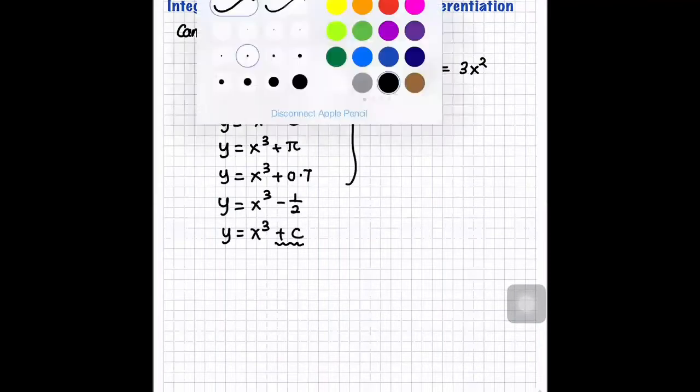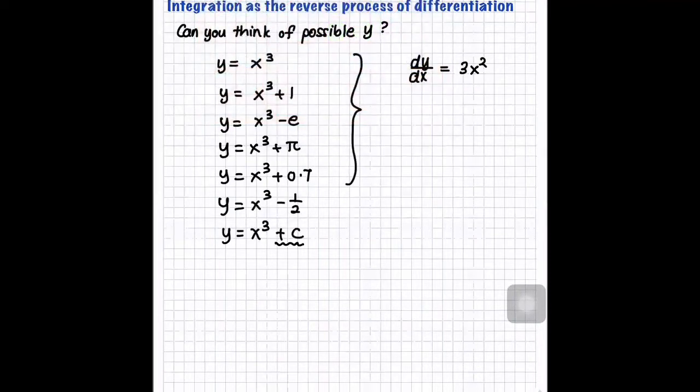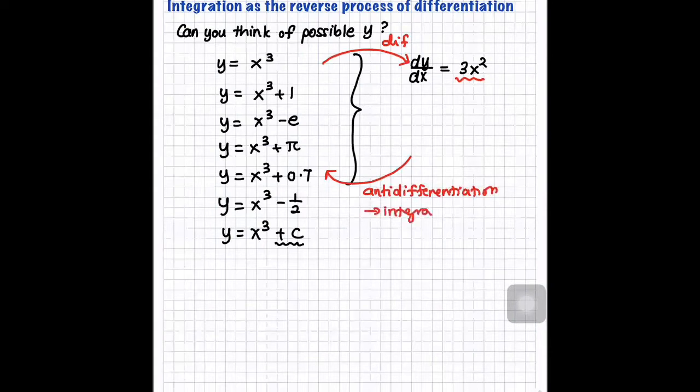So let's come to a conclusion now. They say integration is the reverse process of differentiation. Meaning, if I take any y and differentiate, I will get what I see on the right hand side, which is 3x squared. If I do the reverse process, if I go backward, this is what we call anti-differentiation. In short, we call it integration.